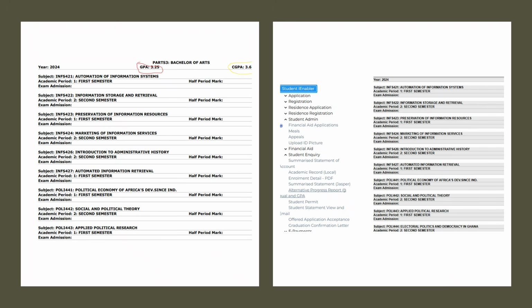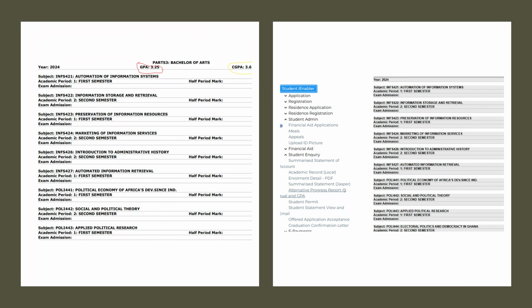So what do you see over here? You see over here that the GPA for 2024 for this particular person is 3.25, but the CGPA is 3.6. But you're going to pick the GPA in linear calculation. So assuming this is the person's level 100, that means the level 100 person got a GPA of 3.25. Not the CGPA, you're going to use the GPA.